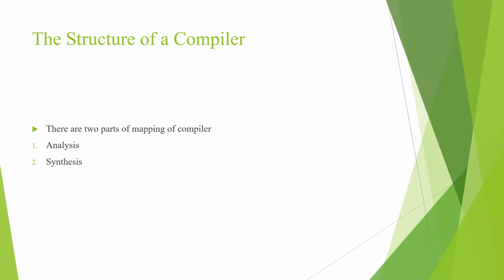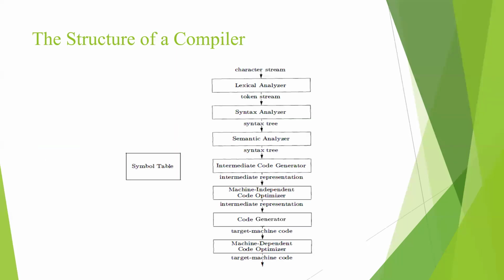A synthesis part constructs the desired target program from an intermediate representation and the information in the symbol table. So we can say that the analysis part is often called the front end of the compiler and the synthesis part is called the back end of the compiler. Here, as shown in the figure, some of the phases work as analysis phases and some work as synthesis phases. That is the front end and the back end of the system.